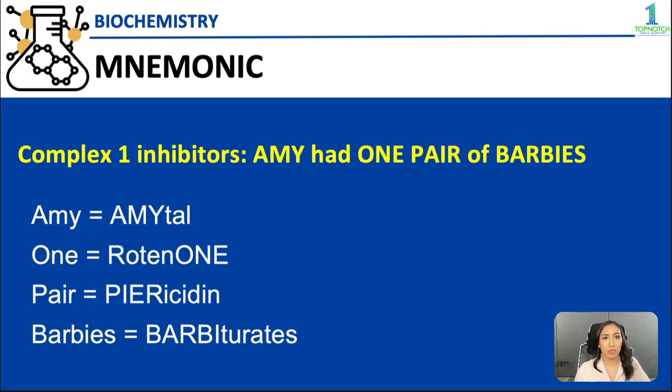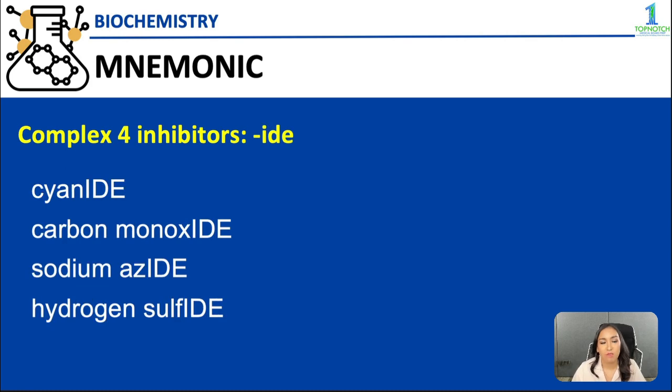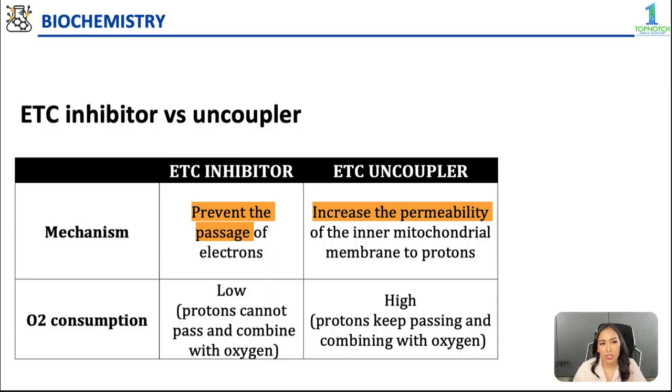So let's look at this mnemonic. Complex 1 inhibitors. Amy had 1 pair of Barbies. Amy for amytal, 1 for rotenone, rote1, pair for pyridine, and Barbies for barbiturates. For complex 4, mga ide: cyanide, carbon monoxide, sodium azide, hydrogen sulfide. So, let's discuss kasi medyo tricky.